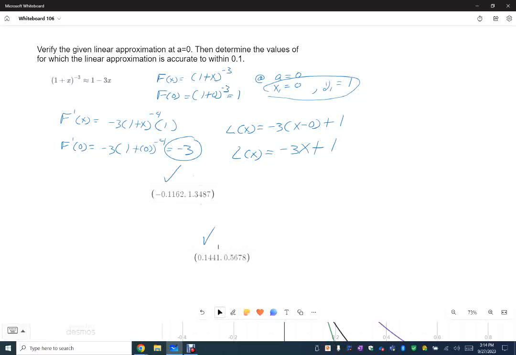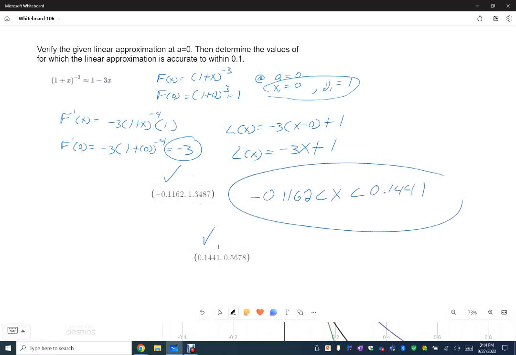I'm going to write that x must be in between these two values, negative 0.1162 and 0.1441. And that should be the final answer that allows this to be used accurately to represent that within 0.1 accuracy.